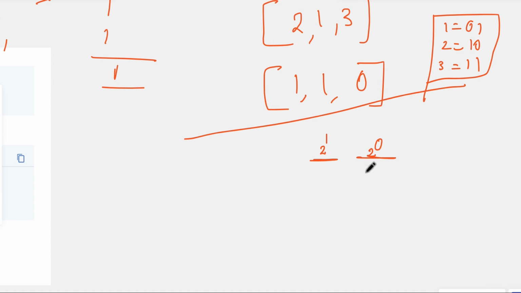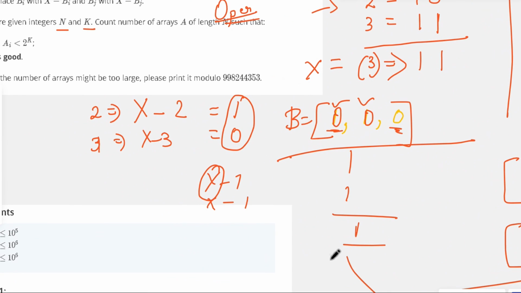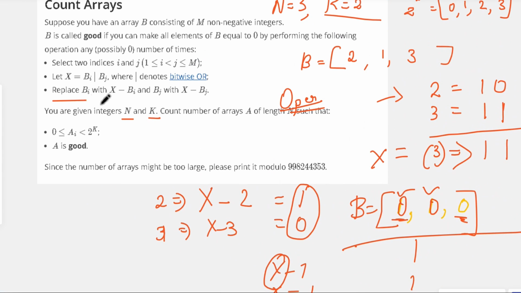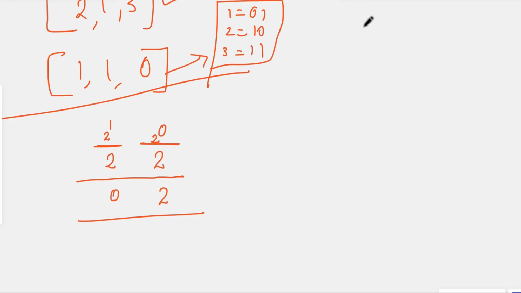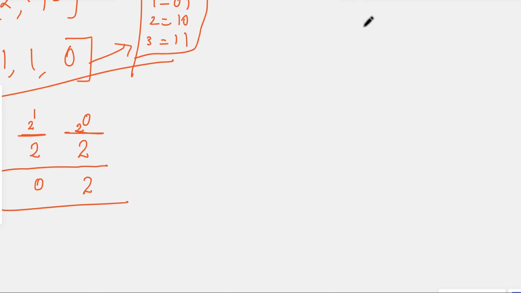So at 2 power 0 we have two ones initially. At 2 power 1 we have 2 ones. So after this operation, what is happening over here? For this part, just notice we have only 1. We have two ones, so 2. We have 0 over here. So whatever operation we are doing, this operation replaces bi with x minus bi and bj with x minus bj. So this particular operation is trying to reduce the number of bits in even count. So here it is 2 and it becomes 0. At a particular operation we can reduce 2. I mean we can reduce an even number of such bits.